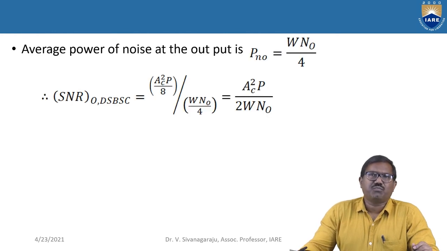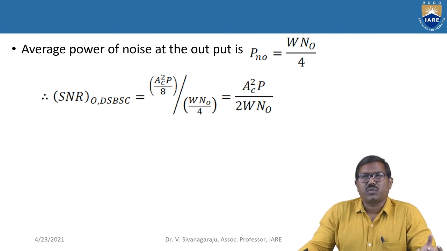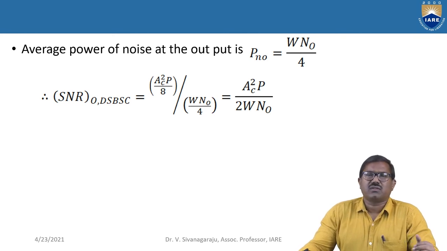Now the average power of noise at the output is P_N0, which is equal to W N_0 by 4. So the SNR output of the DSB-SC system we get as P_S0 by P_N0. So P_S0, the output of the low pass filter, we can write as A_c squared P by 8 divided by W N_0 by 4. So again you get A_c squared P by 2 W N_0. So this is the output.